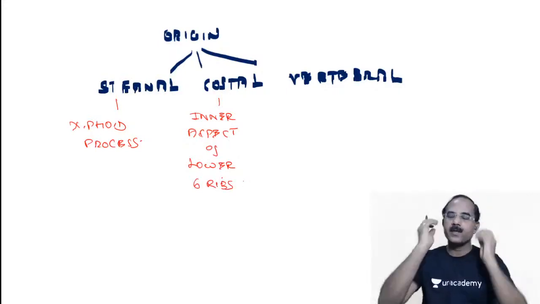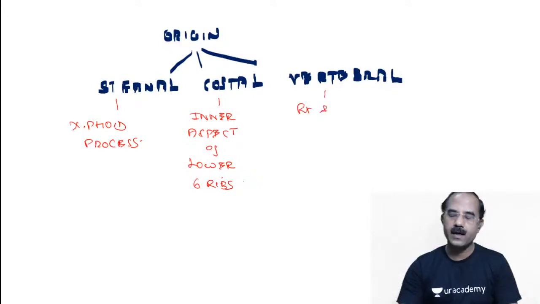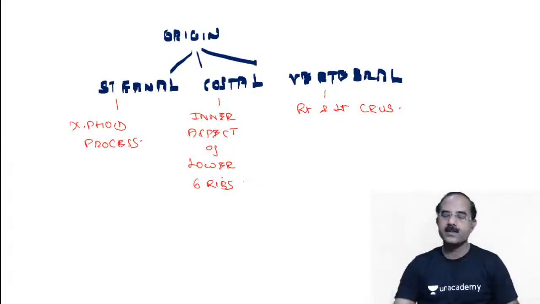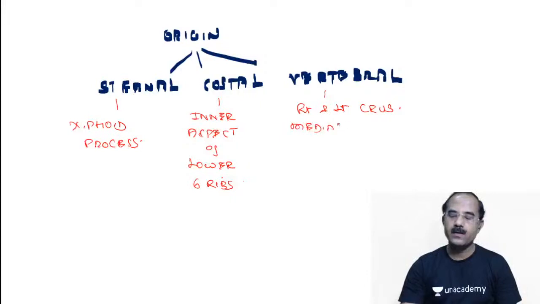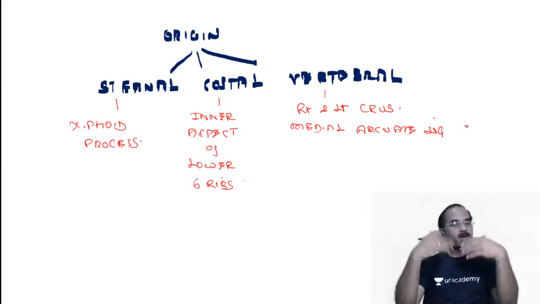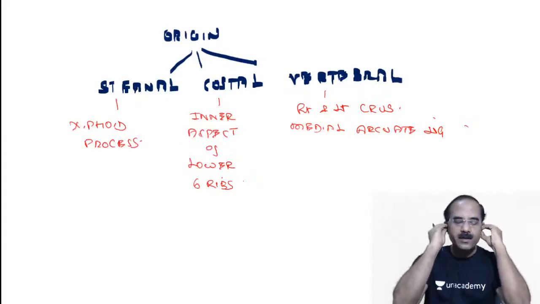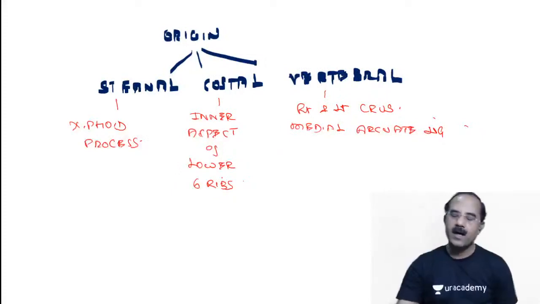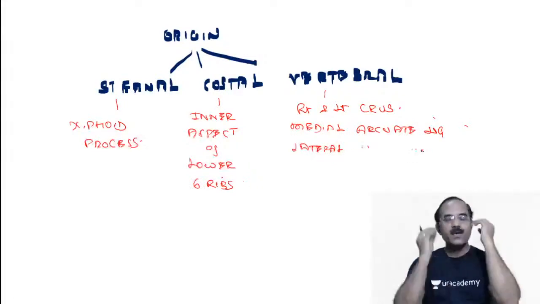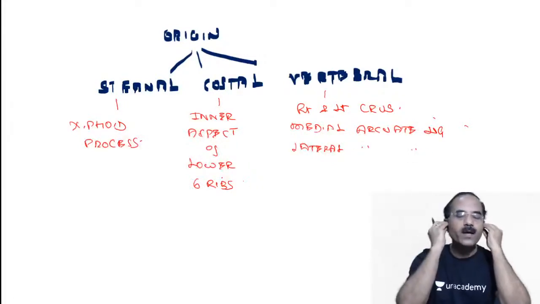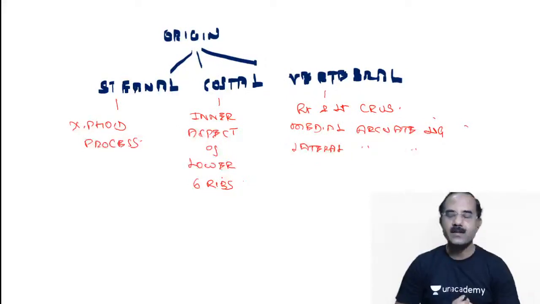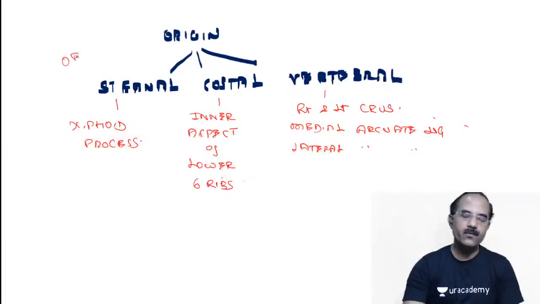And where does the vertebral head begin from? The vertebral head arises as the right and the left crus. The medial arcuate ligament, and this medial arcuate ligament is a thickening of psoas fascia. And the lateral arcuate ligament, that's a thickening of the anterior layer of thoracolumbar fascia. I'm not writing that for you. So this becomes the origin of the diaphragm.